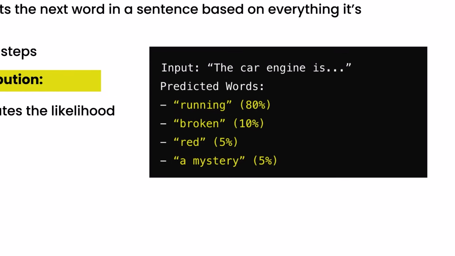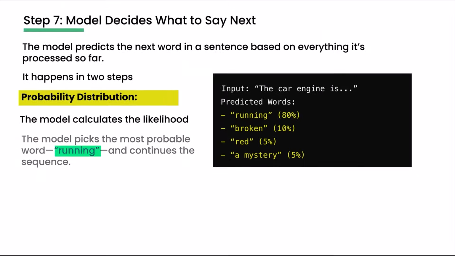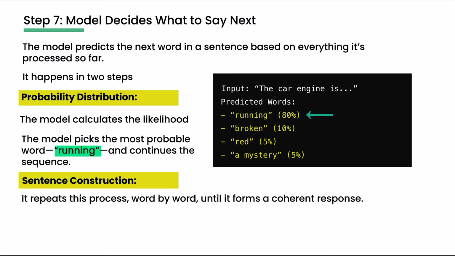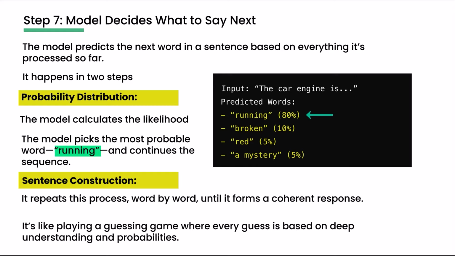Running, 80%. Broken, 10%. Red, 5%. A mystery, 5%. The model picks the most probable word, running, and continues the sequence. Second is sentence construction. It repeats this process word by word until it forms a coherent response. It's like playing a guessing game where every guess is based on deep understanding and probability.